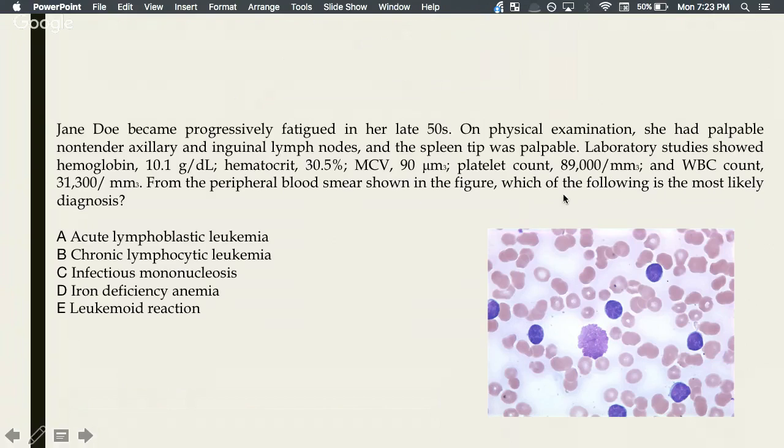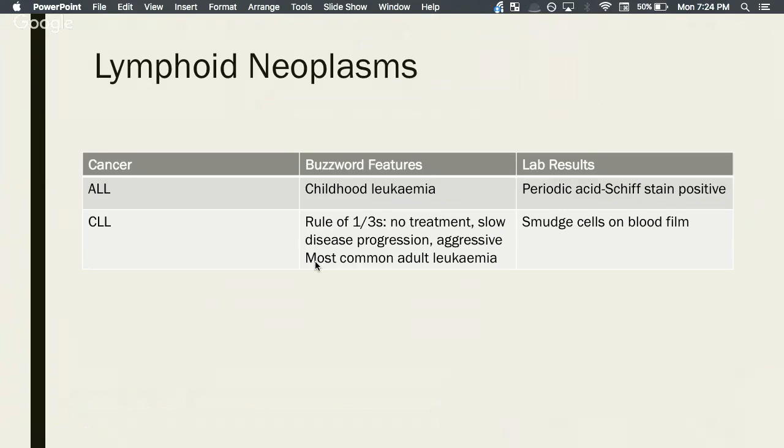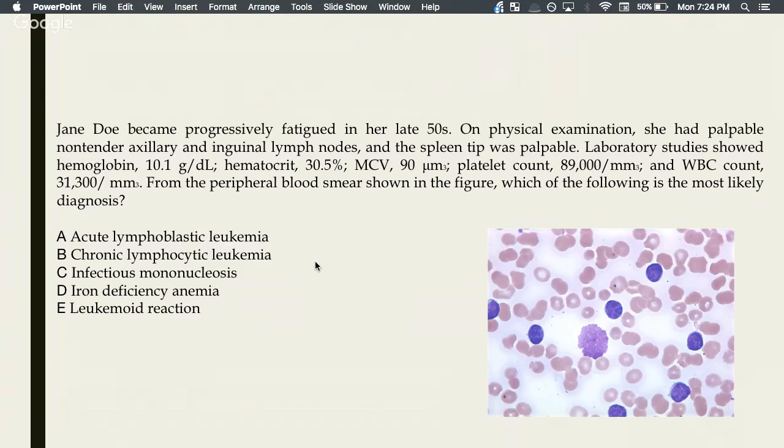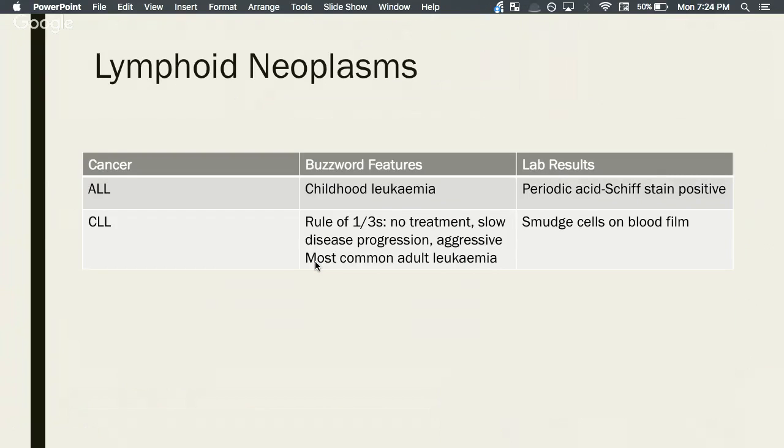Okay, so basically the key to this is these little cells, and they're called smear cells. And that is a chronic lymphocytic leukemia picture. So in terms of ALL and CLL, ALL is a childhood leukemia. So if a kid comes in with some sort of a leukemia, you would pick ALL, basically. For CLL, those are your smear cells.